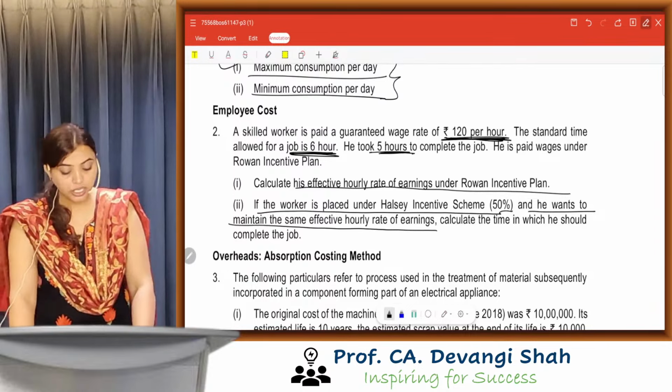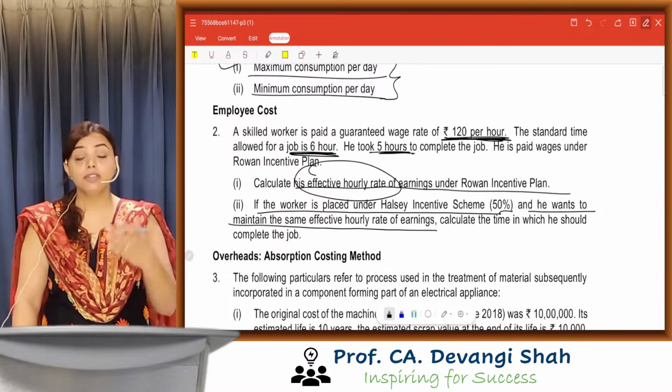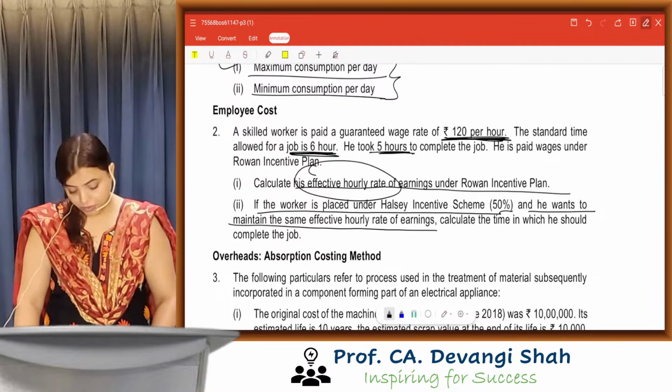Let us do this sum stepwise. Let us solve first step. It is given, find out effective hourly rate under Rowan system. So first, to find out effective rate, we need to know the total wages. Very simple.